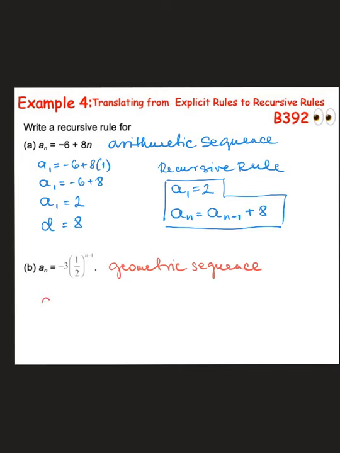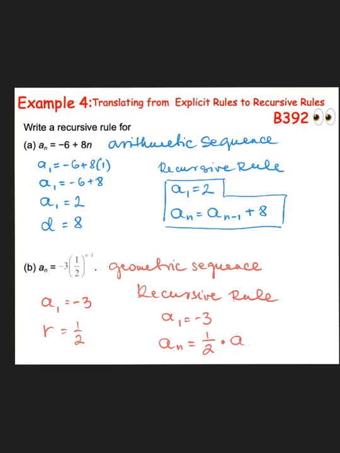So I need to find the first term. So the first term is going to be negative 3. So 1/2 to the 1 minus 1 is 1/2 to the 0, which gives me 1. Therefore, the first term is negative 1. The common ratio is 1/2. So I can write the geometric sequence's recursive rule. So the first term is going to be negative 3, and the recursive rule a sub n is going to be the common ratio, or 1/2 times the previous term, which is a sub n minus 1.